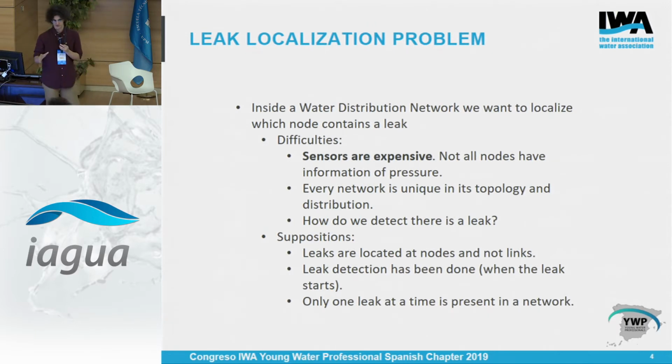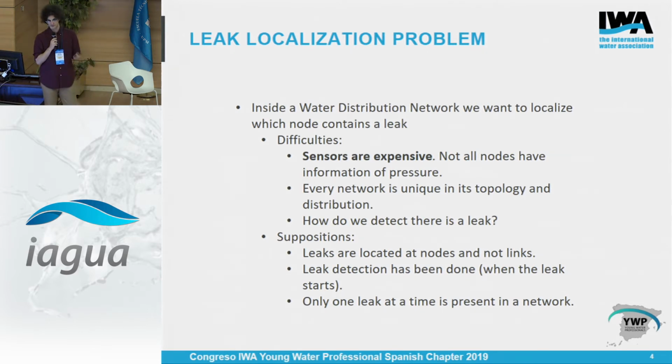So, what is leak localization? We have a water distribution network where we have different nodes and links between these nodes, and there's a leak inside one of these nodes or links. This is a quite difficult problem because, one, we do not have sensors at all nodes because they are expensive and hard to maintain. Two, it's also difficult because the topology is unique between everything. What works in Barcelona might not work here in Madrid.